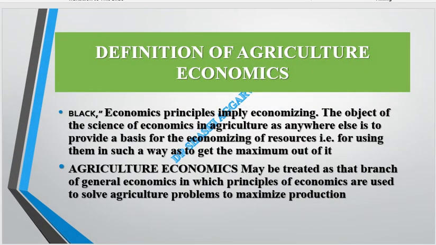Economic principle implies economizing. The object of the science of economics in agriculture, as anywhere else, is to provide a basis for the economizing of resources, for using them in such a way as to get the maximum out of them. Agriculture economics may be treated as that branch of general economics in which principles of economics are used to solve agricultural problems of maximum production.